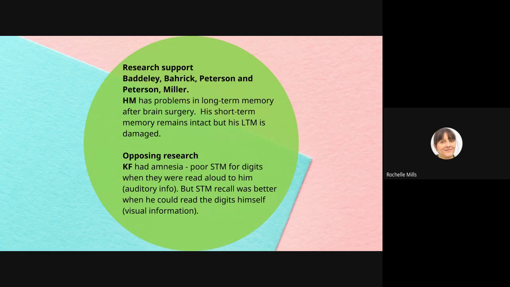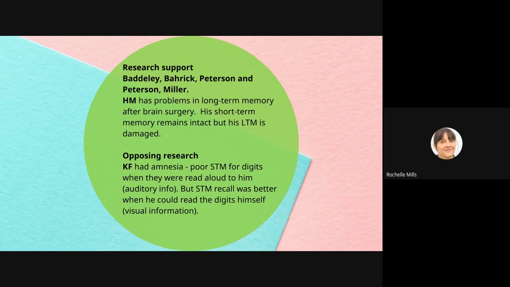All of his old long-term memories were intact, but he just couldn't transfer that information from the short-term memory to the long-term memory after his surgery. So that supports the idea that there are two separate stores, because one is damaged and no longer works, but the other one is fine. So there's two separate stores, and information must move across from short-term memory to long-term memory for it to be stored. So it supports the model and how the model works.